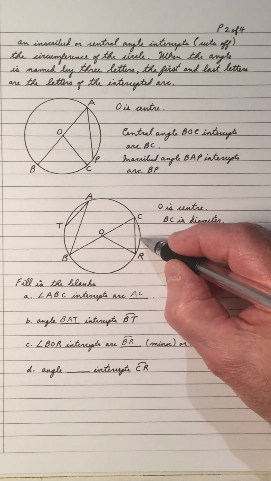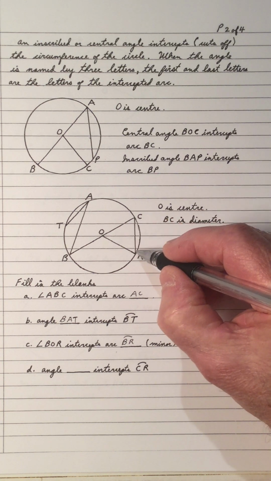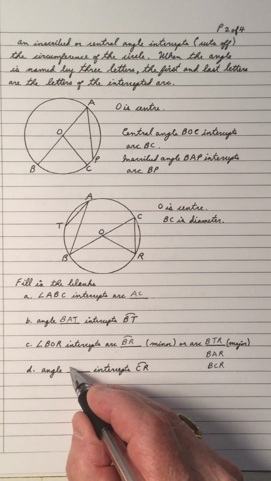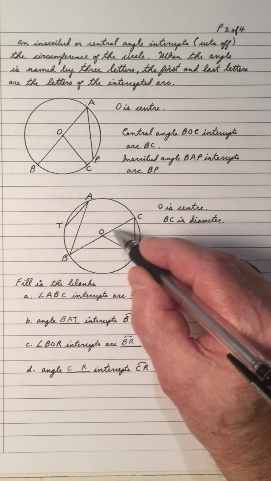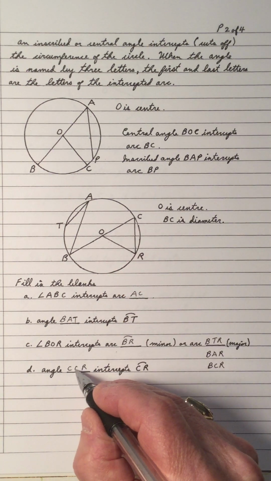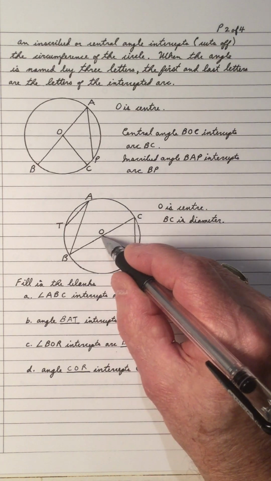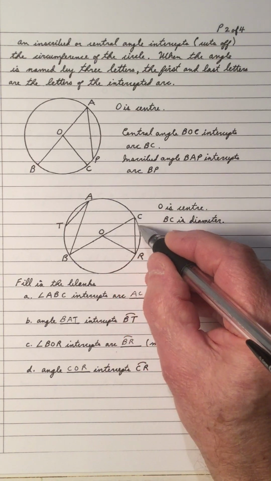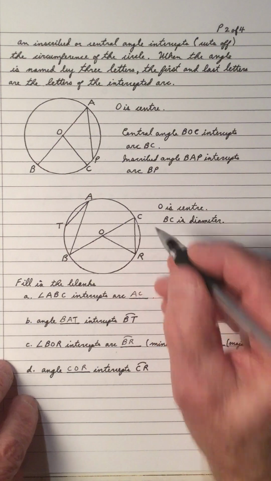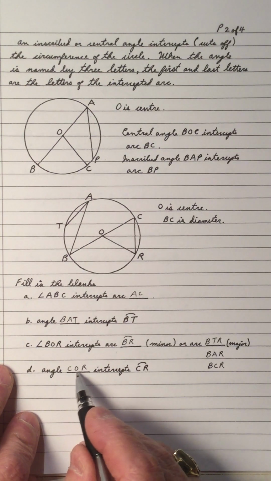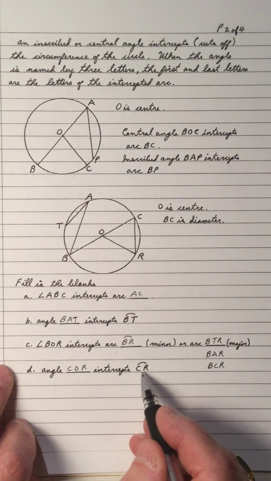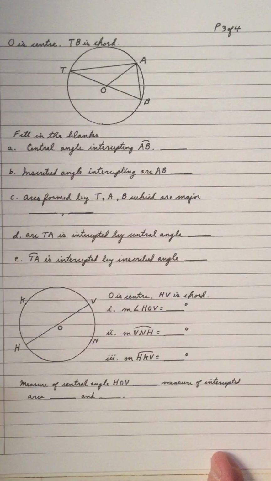So CR is this arc. So what angle intercepts it? It has to start it and it has to end it. So the angle is COR. The angle COR is a central angle that cuts off this arc. And again, C and R are the first and last letters of this angle. That's the arc that it is cutting off.